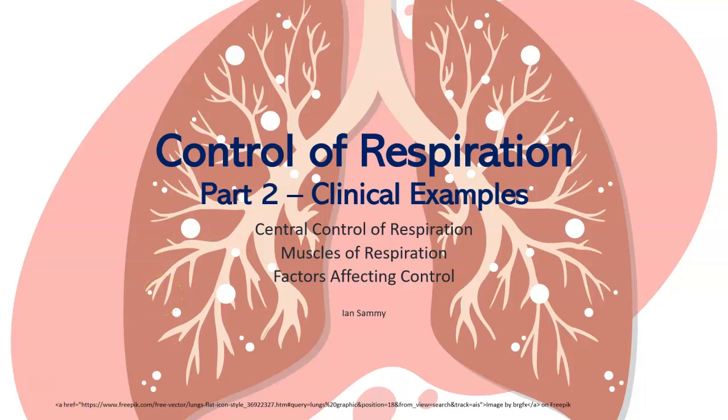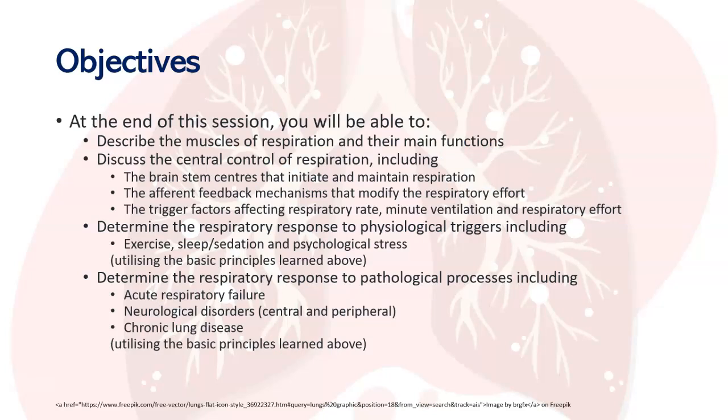Okay, for our second talk on the control of respiration, we're going to look at a few examples of respiratory control in health and disease. So just to remind ourselves of our objectives, you can pause the video and have a proper look. We're really just going to look at the last two groups of objectives, which is the response to physiological triggers and response to certain pathological processes.